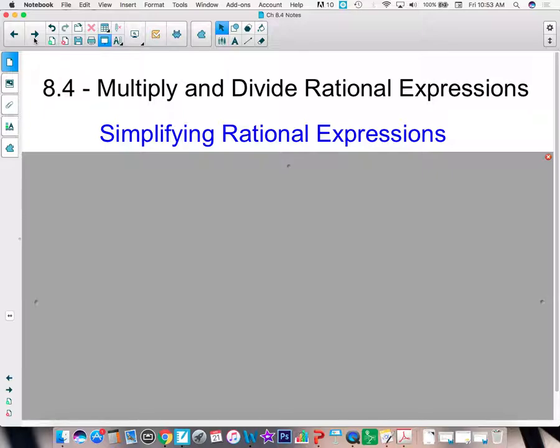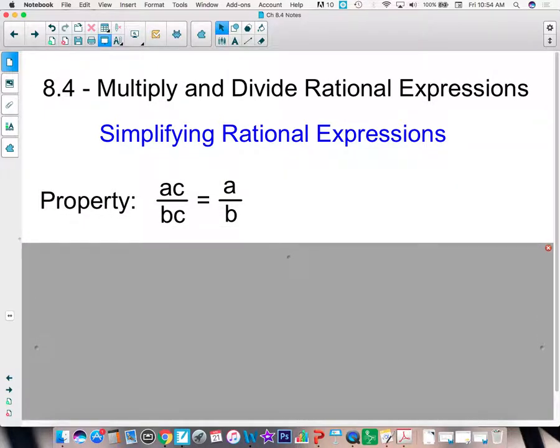Okay, so multiplying and dividing rational expressions. So first of all, we're going to start with simplifying. So a property right there. If we have AC divided by BC, you can get A over B. What happens to the C when you have one at the top and one on the bottom? Cancel. So that would just be an example of a variable. If you had an x on the top and an x on the bottom, they would just cancel out. Okay, those would cancel. You're left with A over B.